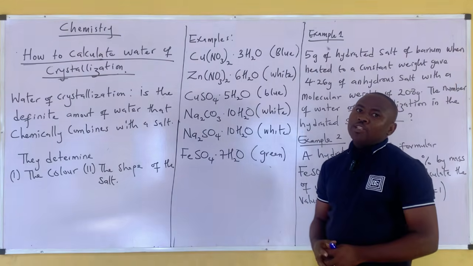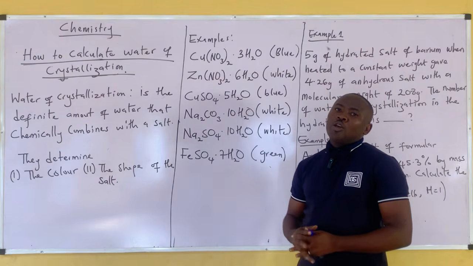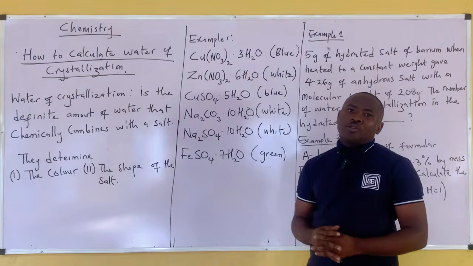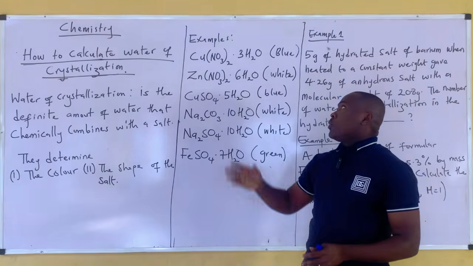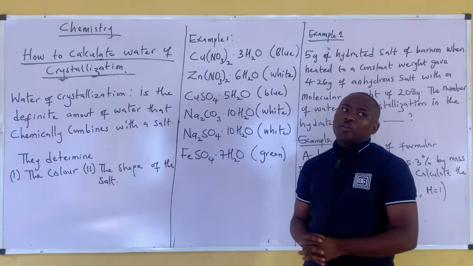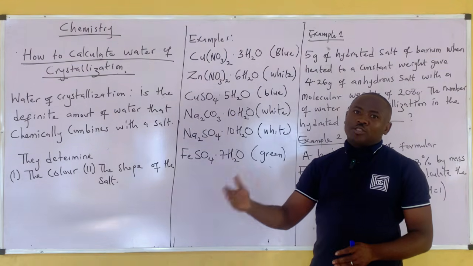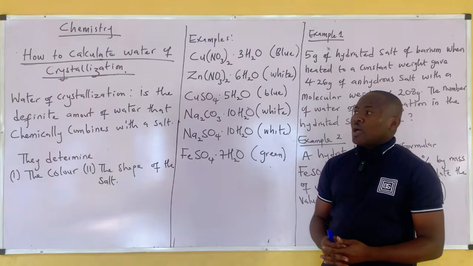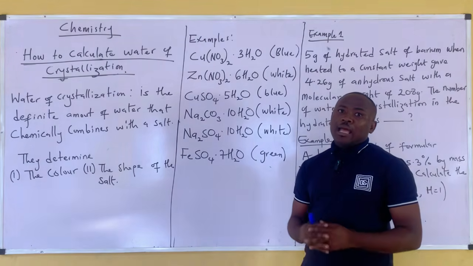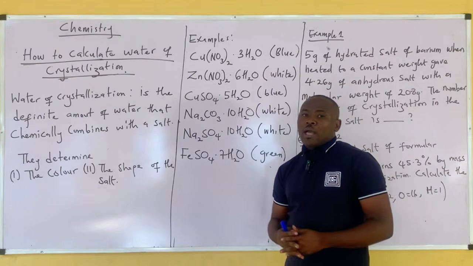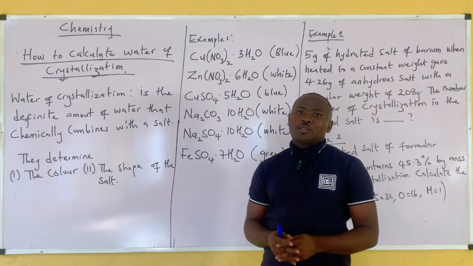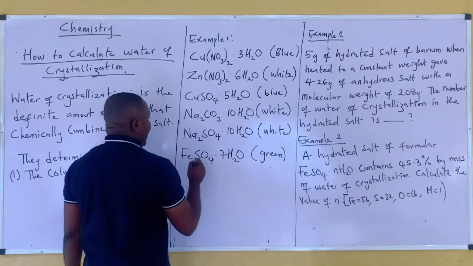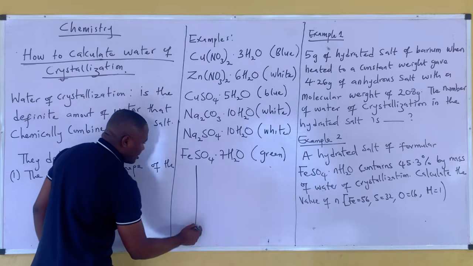They are said to be hydrated. Why? Because they contain water of crystallization. But if they lose some or all of their water of crystallization, they become anhydrous. So we have hydrated substances and anhydrous substances. Hydrated substances are compounds that have water of crystallization, while anhydrous substances are substances that do not have water of crystallization.